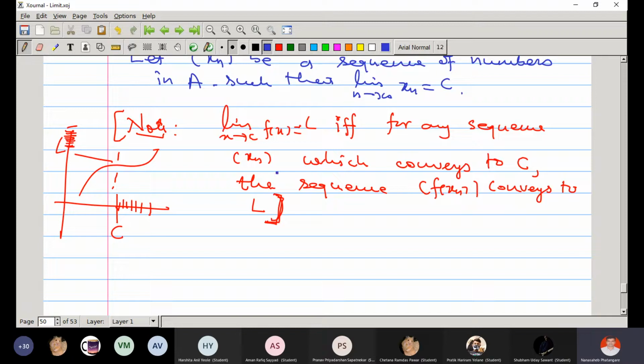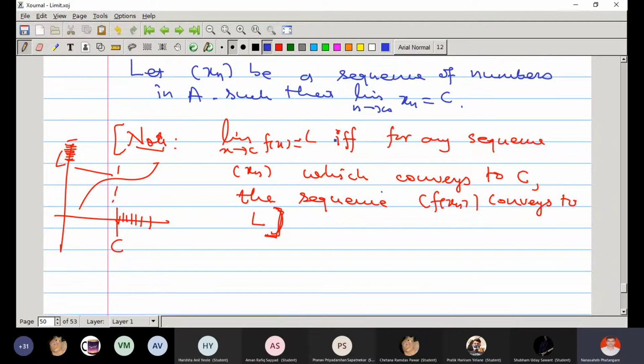Okay. Now, since this is if and only if, if you close your eyes and choose a sequence which converges to c, and it happens that f(x_n) converges to L, then we can declare that L is a limit, because this is true for every sequence. It doesn't fail for any sequence. If so, then we can declare it, but if it fails for a single sequence, then we cannot say L is a limit. Right. Okay, so this is equivalent to saying that L is a limit.